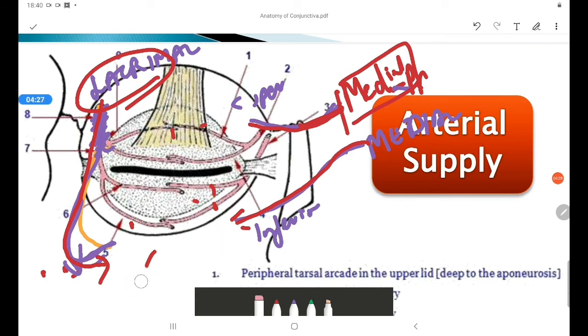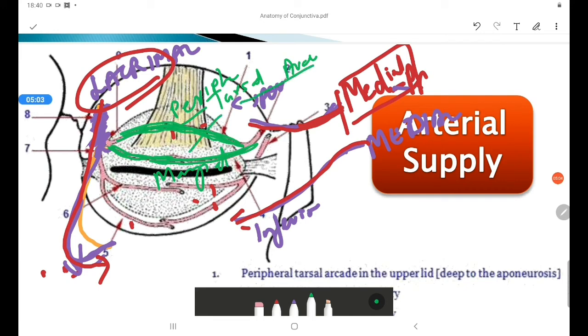marginal, and this is the marginal artery, this is the marginal palpebral arcade, and this is the peripheral palpebral tarsal arcade. So this is the tarsal arcade and this is peripheral and this is marginal. Both are called tarsal arcades.